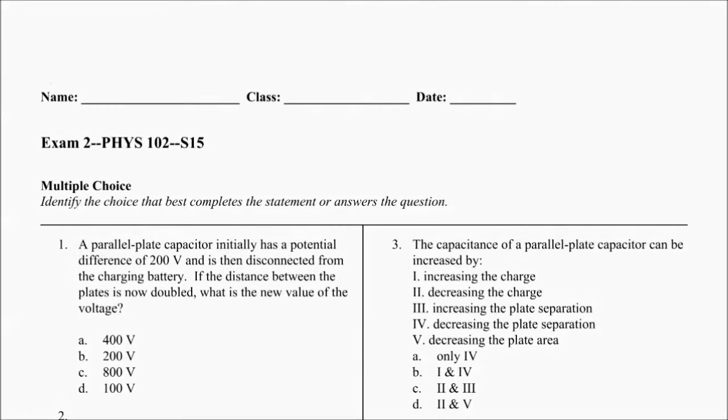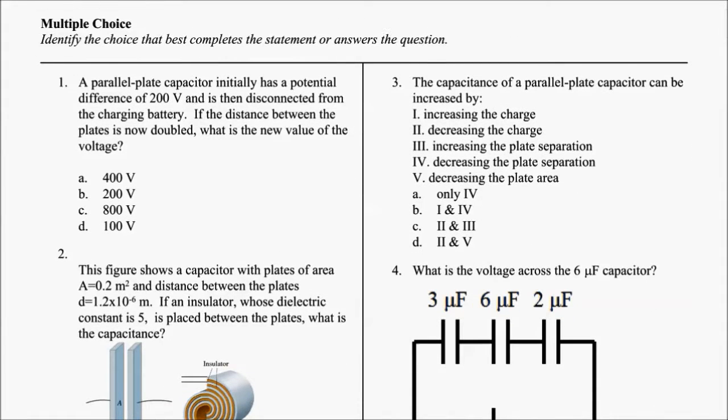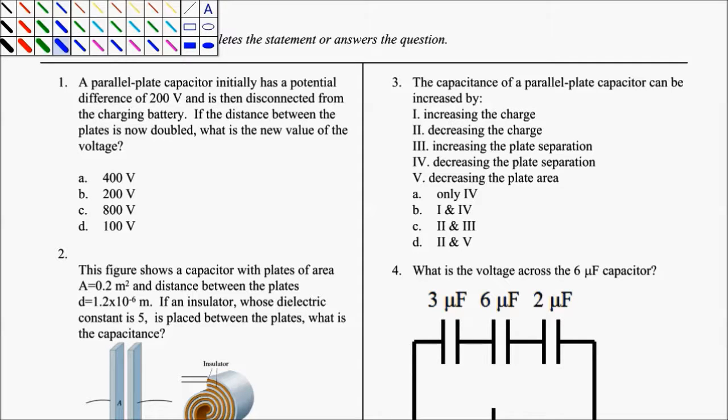Okay, this is exam 2 for Physics 102, spring 2015. First, a parallel plate capacitor initially has a potential difference of 200 volts, and then it's disconnected from the charging battery. If the distance between the plates is now doubled, what is the value of the voltage?